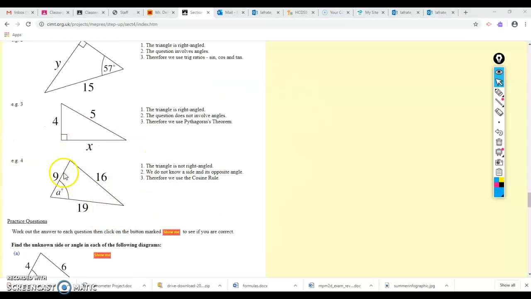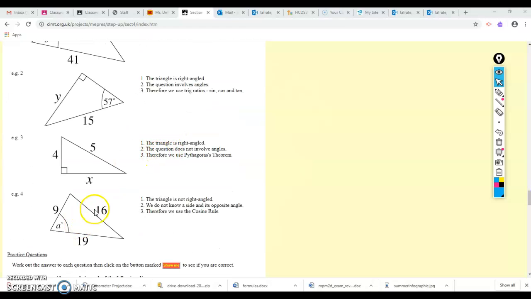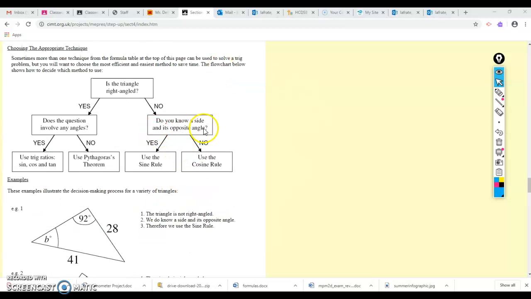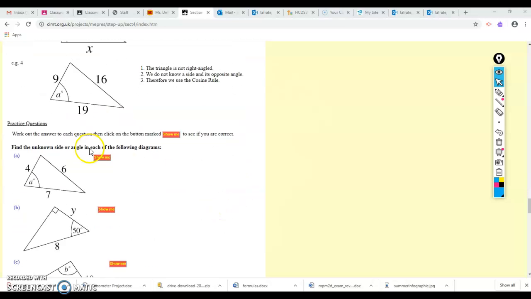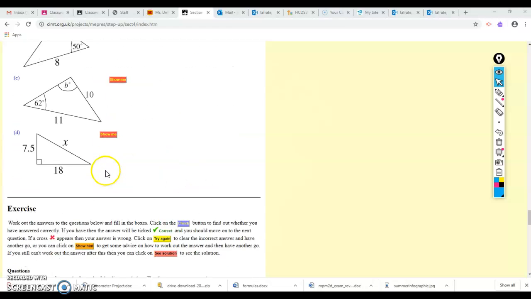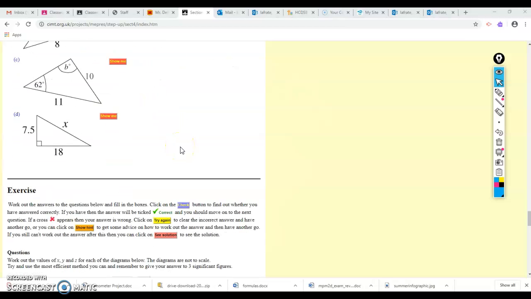And then here you can see that you do not have a right angle triangle, so you're going this way. You'll notice that you have three sides but no angles. So do you know a side and its opposite angle? Well, no, and so we're going to be using the cosine rule in that case. Then you can do these practice problems with the Show Me button that you can click on to assess your own work to see if you're on the right path.